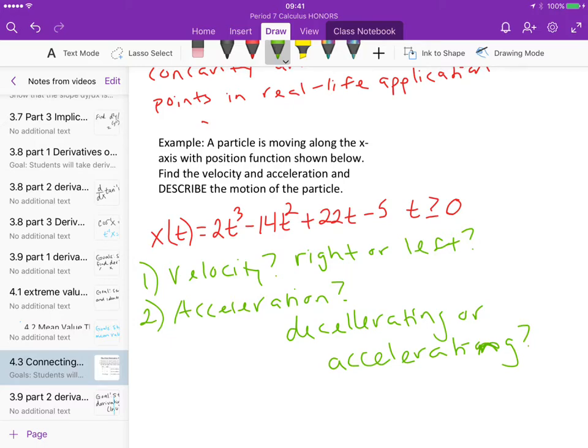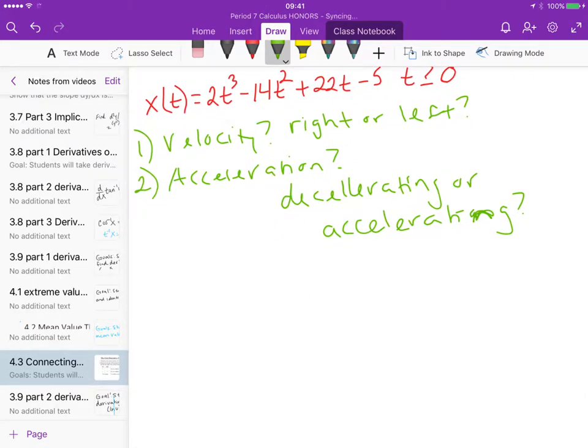So increasing velocity means we're moving right, all right? Decreasing means that we're moving left. Concave up means we're accelerating. And concave down means that we are decelerating. So let's put this into motion first and foremost.